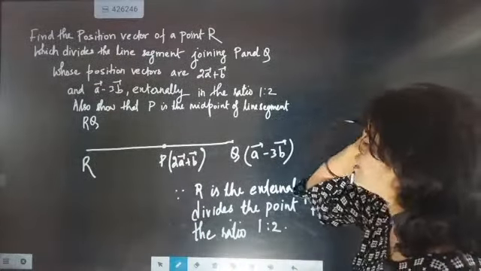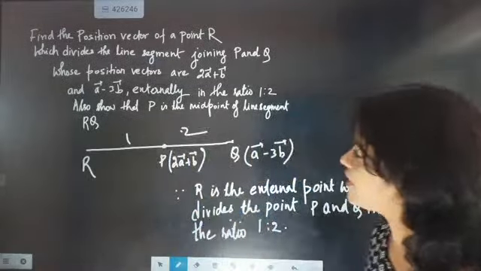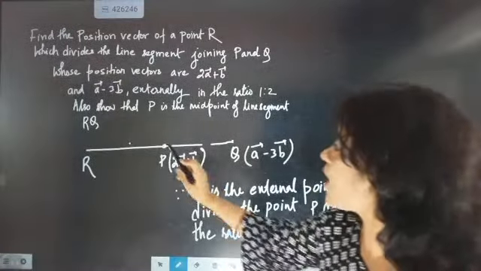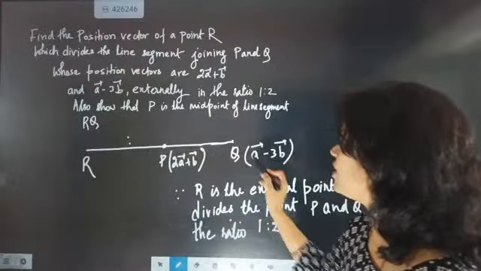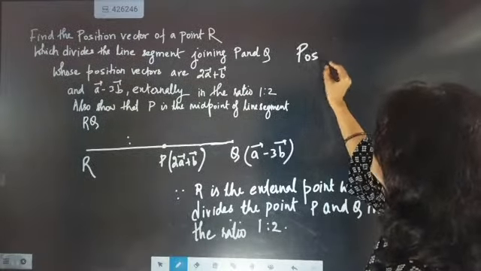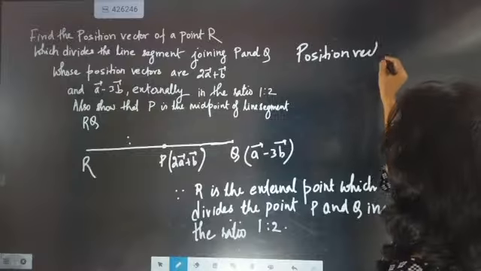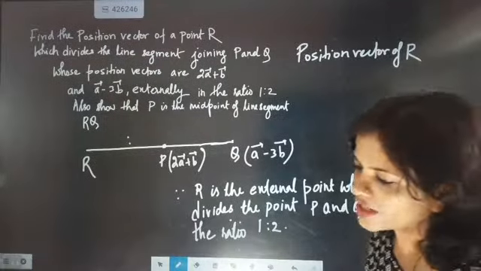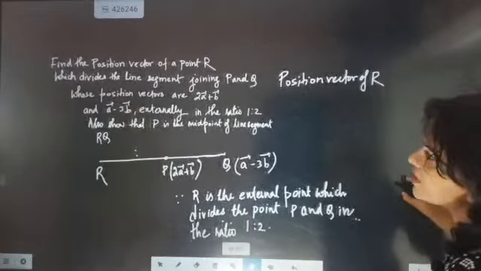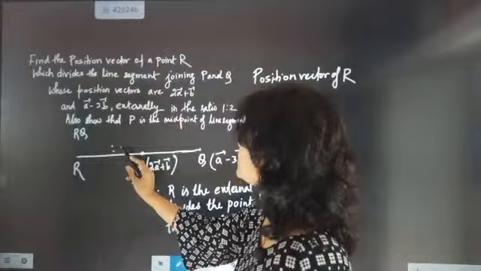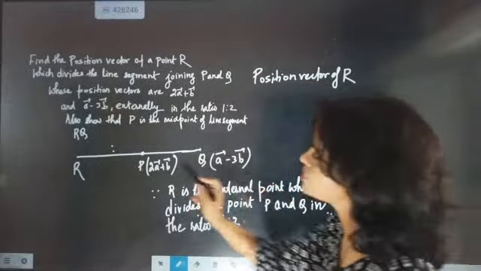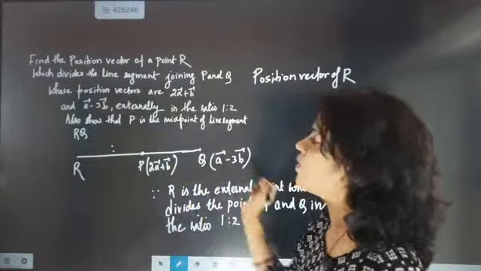So now since Q is externally dividing into the ratio 1:2, what work we have to do? 1 will multiply with Q value. So exactly what position vector of R are we going to write? We have to get the position vector of R, since it is dividing it into the ratio 1:2. So position vector of R will be, 1 will multiply with Q. So the ratio is coming as 1:2, so exactly RP is to RQ is 1:2.